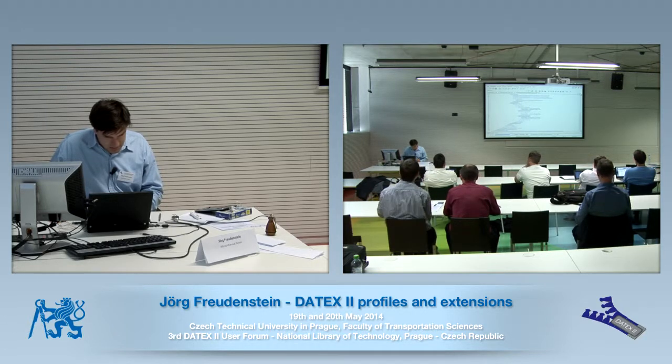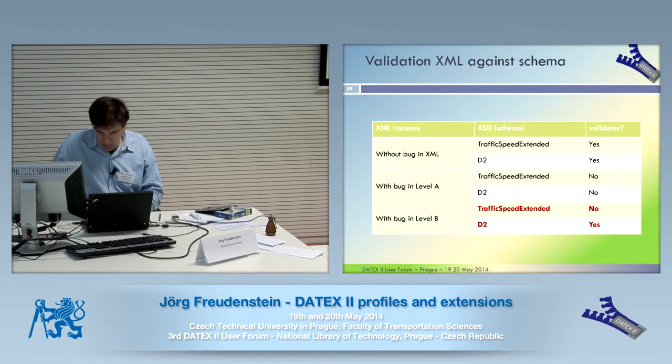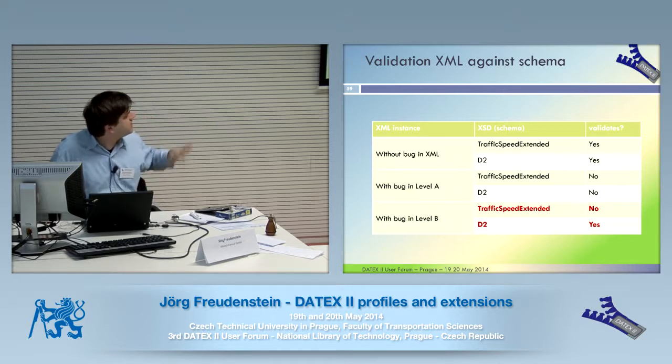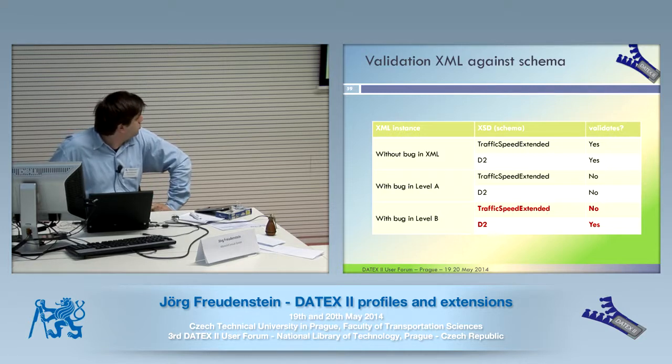now we can have a look at the slide you saw very shortly before. This is some table. You have an XML instance. When you do not make any bug in your XML, and you have 2 schemas, here it says traffic speed extended, but it means an extended schema. It doesn't matter what the name is. When you have no bug in your schema, it will validate. And in the D2, in the complete schema, it will validate, of course, too.